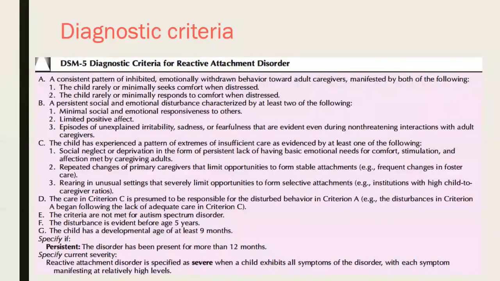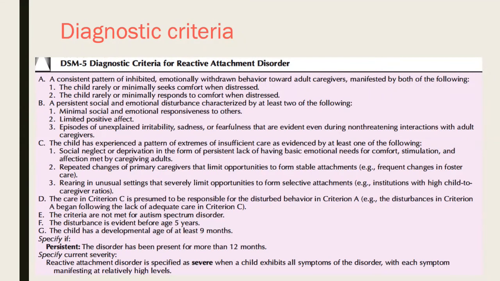And the child has experienced a pattern of extremes of insufficient care as evidenced by at least one of the following, that is, social neglect or deprivation, repeated changes of primary caregivers, and rearing in unusual settings that severely limit opportunities to form selective attachments.